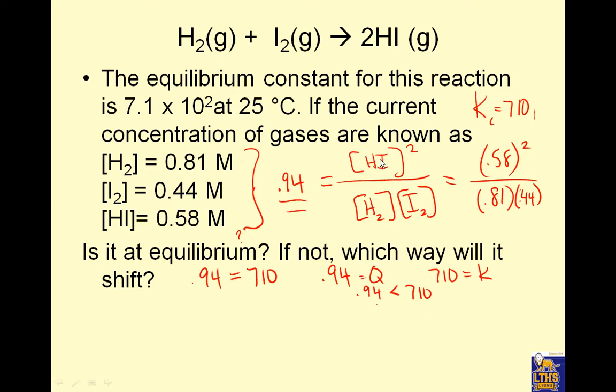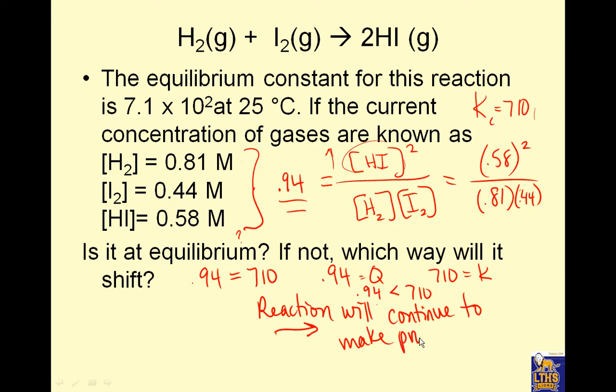Okay, in order to get a lot bigger, this number has to go up. So which way does the reaction have to shift? It's going to shift towards product. Okay, this reaction will continue towards product. We'll continue to make product. It will get more product to get to equilibrium.